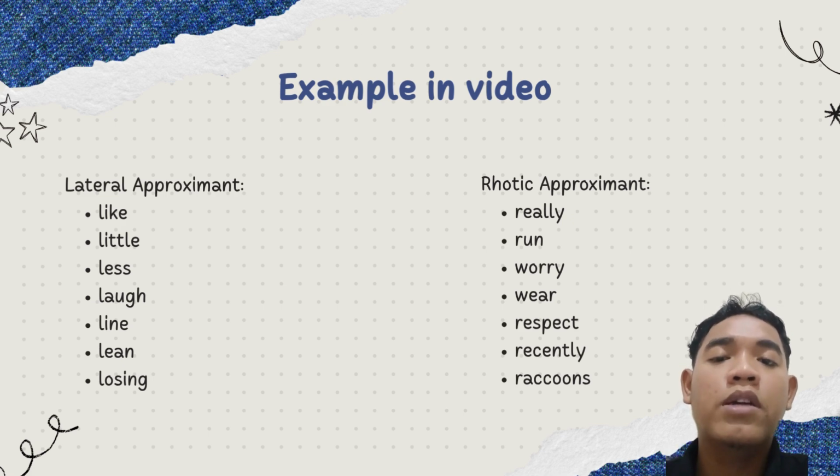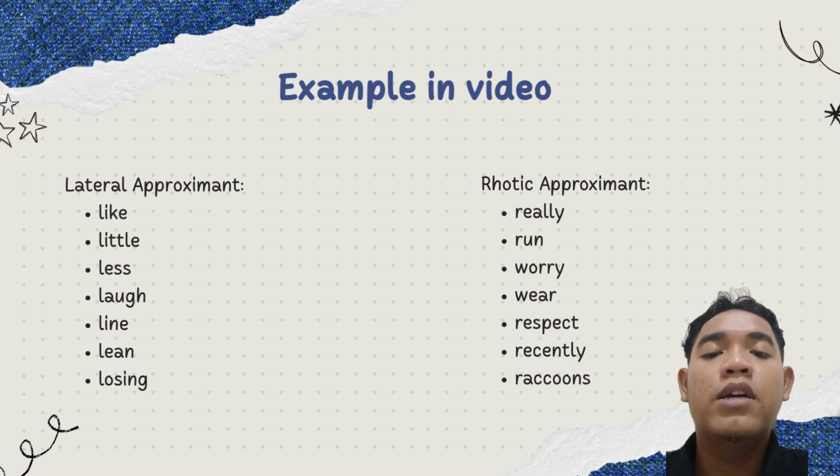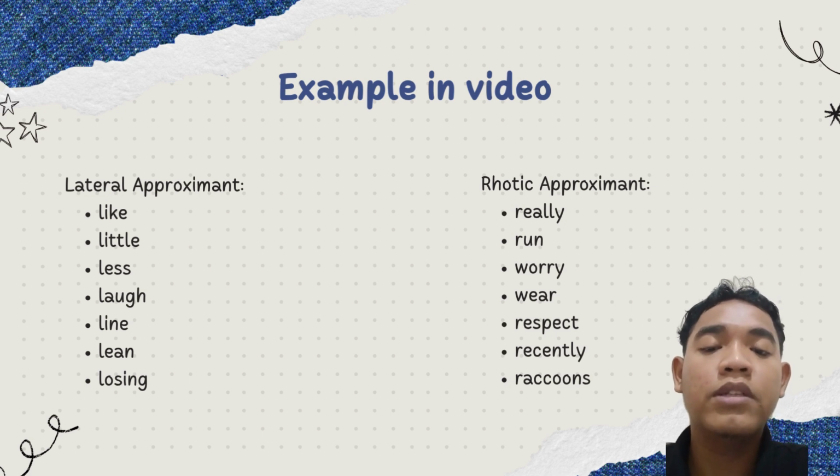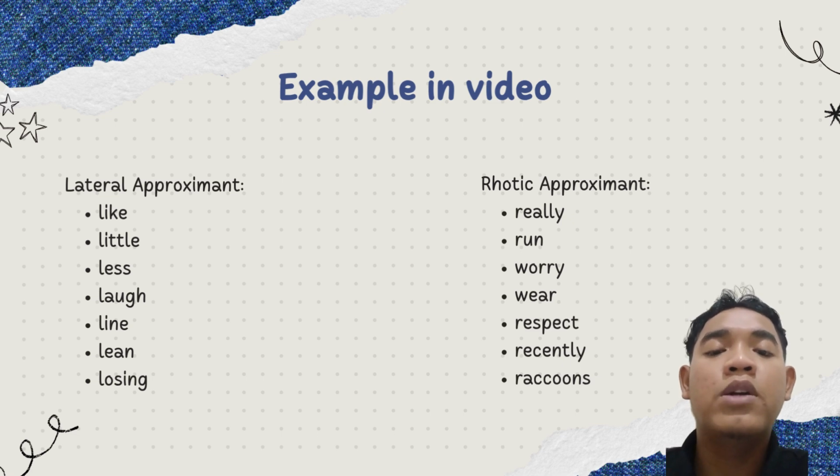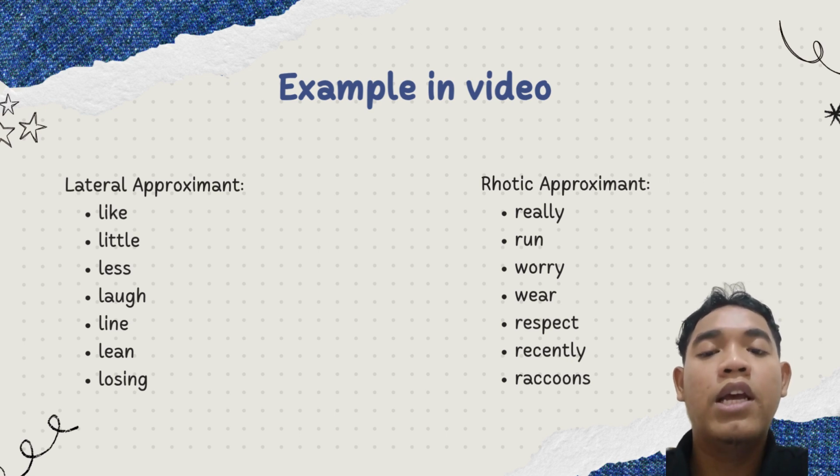The R sound is at the beginning of words such as really, run, respect, recently, raccoon. The word worry has the R sound in the middle of the word and is pronounced clearly. The word where has it at the end of the word and is also pronounced clearly.